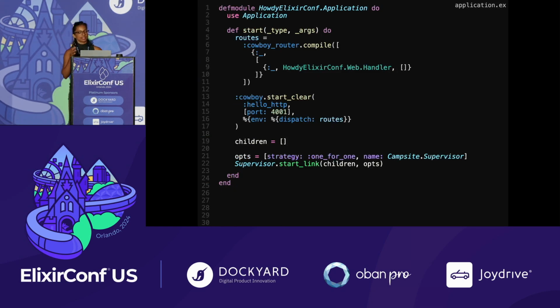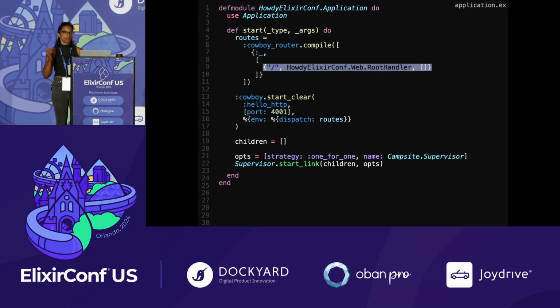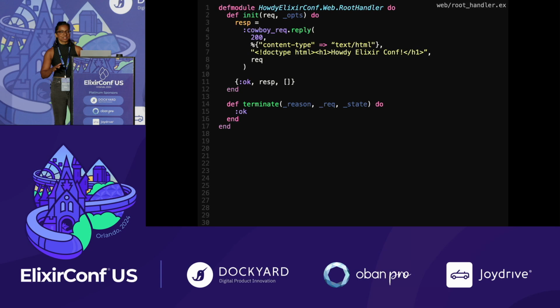You don't have to have everything be in application.ex. So here I'm creating a separate file called web.handler, and that's still the catch-all, but I can also change it so that I can create specific routes. So here slash is a route handler, and then a route handler does stuff to it.